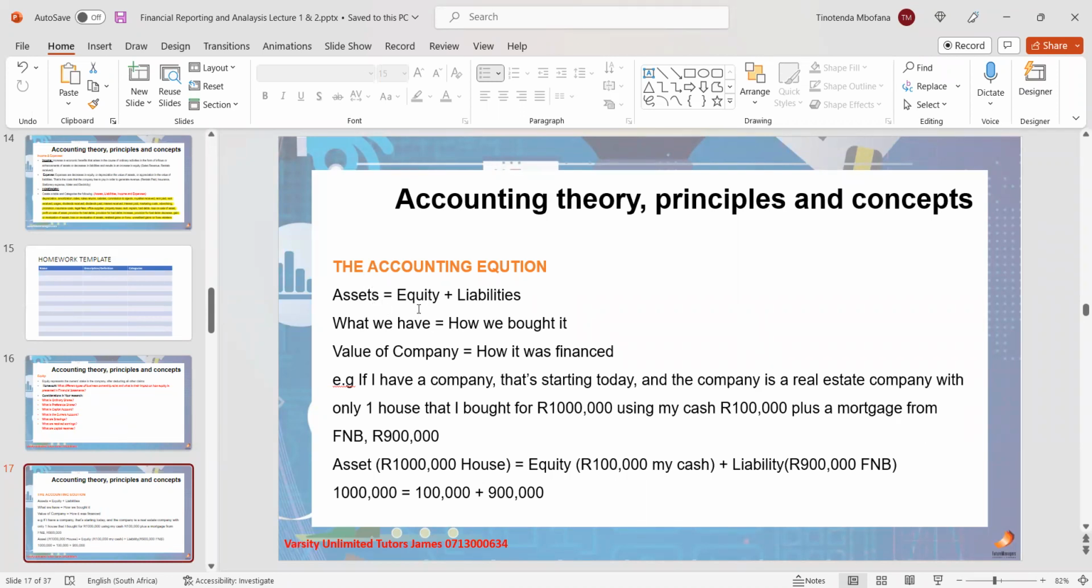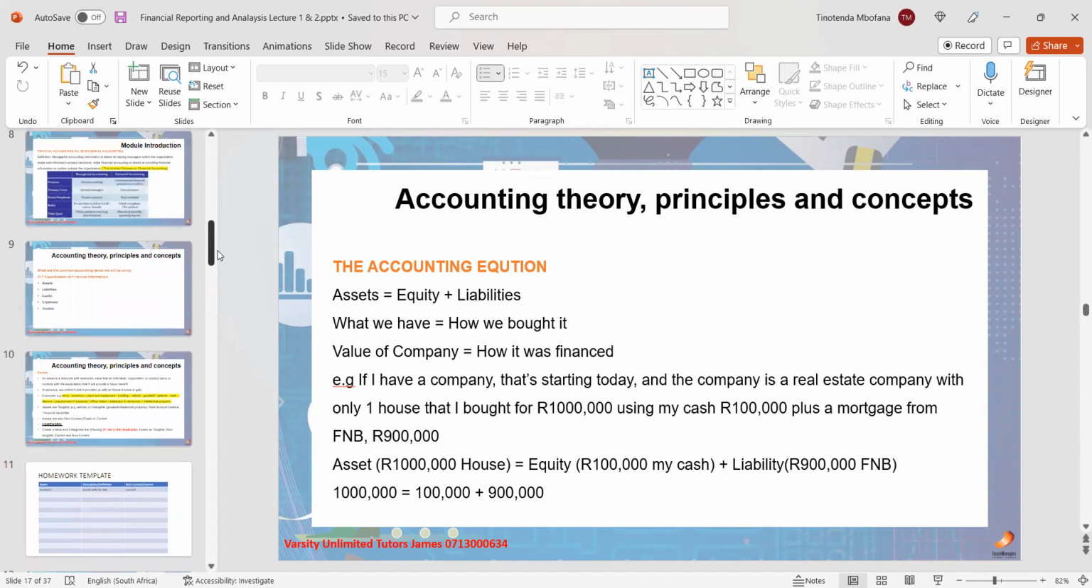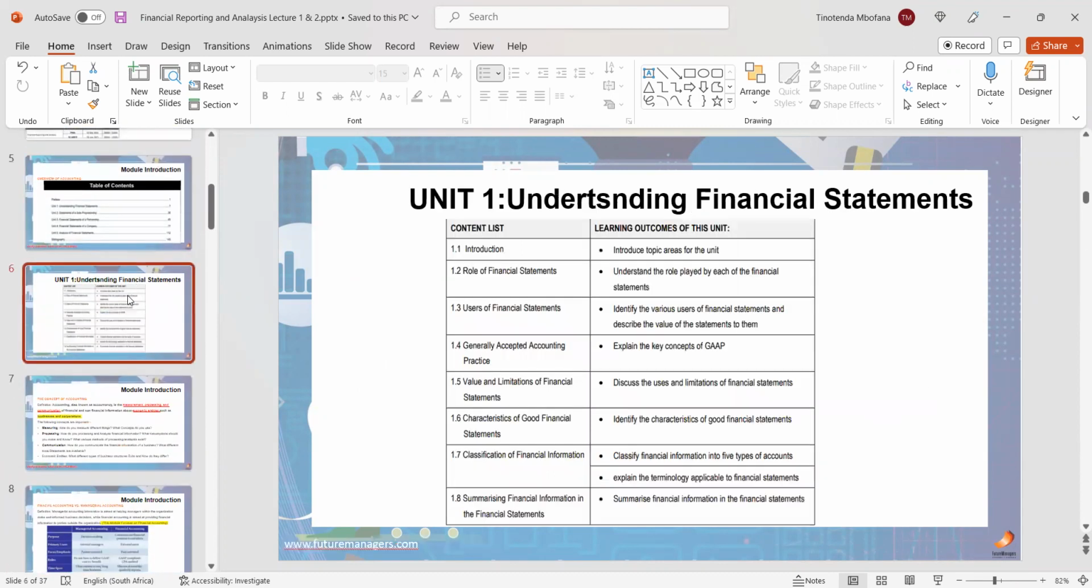We are not going to cover this today because we're almost at the end of our time. But when we meet next time, we are going to do the accounting equation, which is basically the basis of all the calculations that we're going to do throughout the module. Then once we've done the accounting equation, we're going to talk about the generally accepted accounting practices, the value and limitation of financial statements, and characteristics of good financial statements, right? So that's what we're going to do in our next class. The accounting equation and these units, unit number 1.4, unit number 1.5, and unit number 1.6.